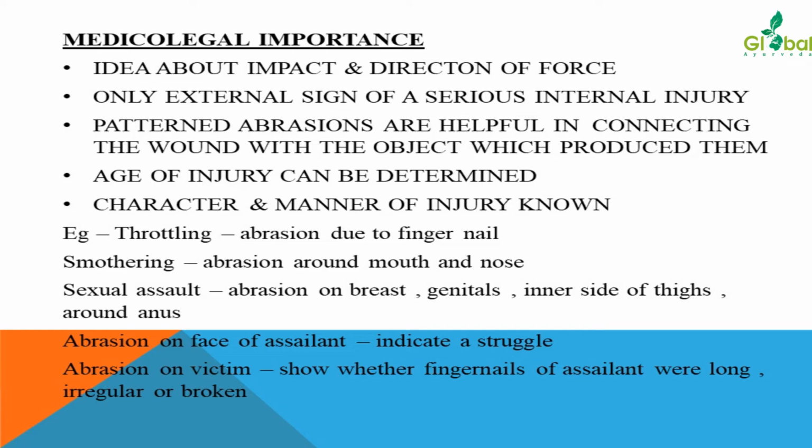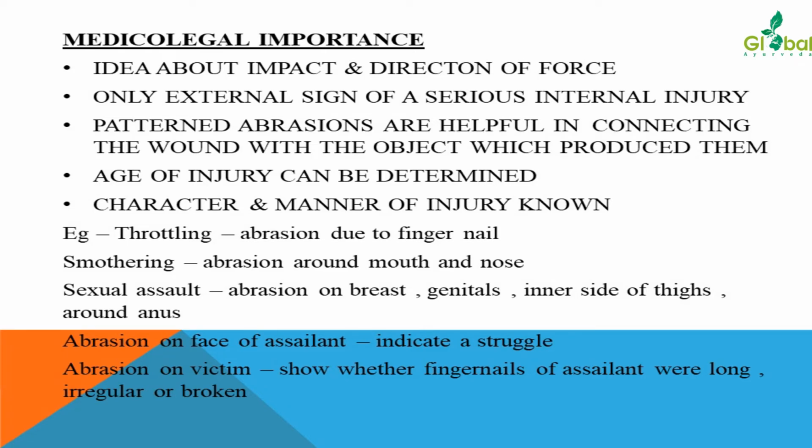In the smothering cases, sometimes a pillow or something is kept for the smothering purpose. The abrasion will be seen on the mouth and the nose region, because that is the more pressure area. In the cases of sexual assault, there will be abrasion on the breast region, genital region, thighs, especially the inner side of the thighs, and around the anus region there will be the abrasion seen.